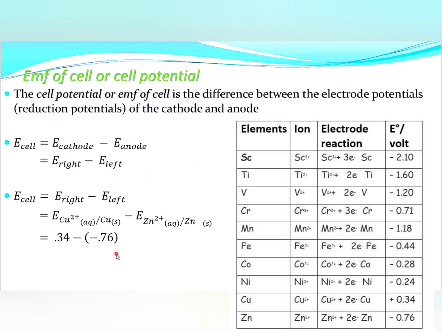Substituting the values in the equation, we will get the answer as 1.10 volt. So the EMF of Daniell cell is 1.10 volt.